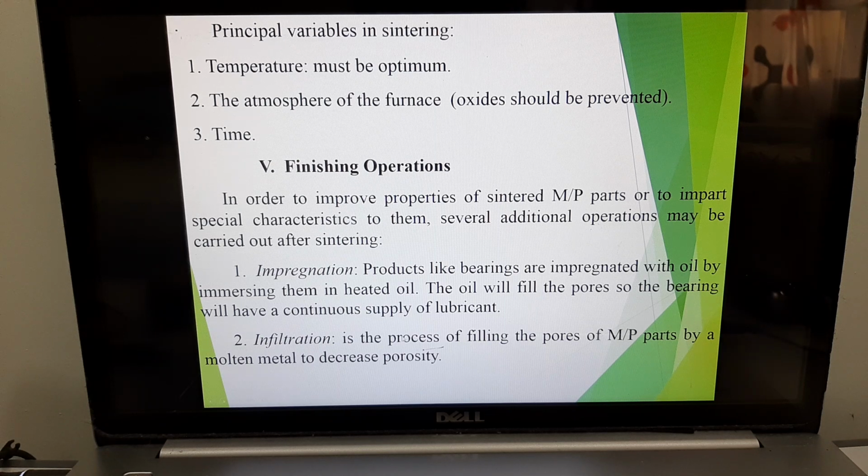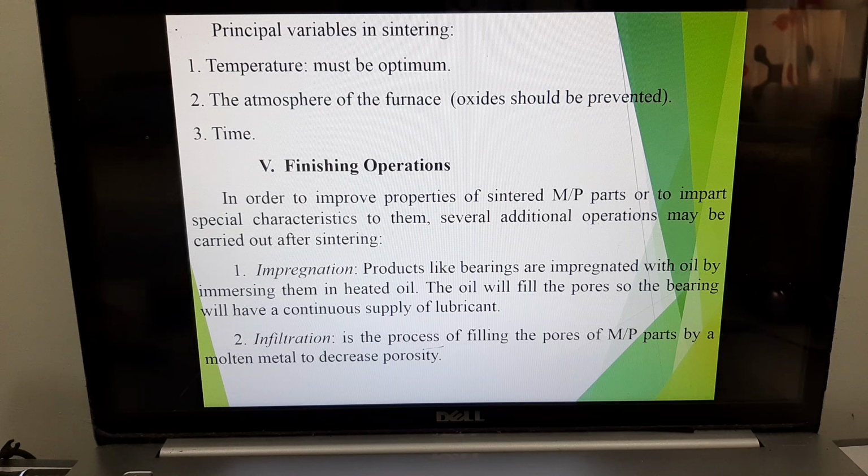There are two terms you see here. In the finishing operations, once the parts are completed, you need to improve the properties of the sintered powder metallurgy parts, or you want to impart special characteristics. So you use impregnation or infiltration. What is impregnation?